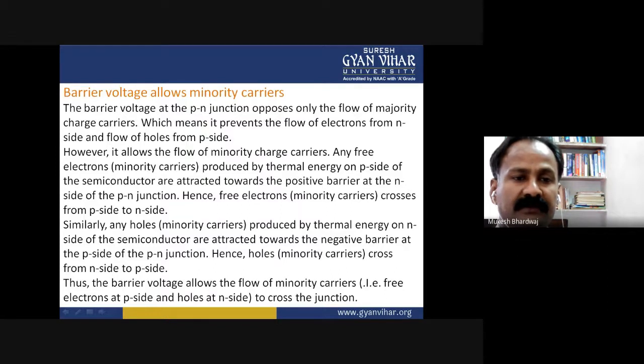Any free electrons, minority carriers produced by thermal energy on p side of the semiconductor, are attracted towards the positive barrier at the n side of the p-n junction. Hence, free electrons, minority carriers, cross from p side to n side.